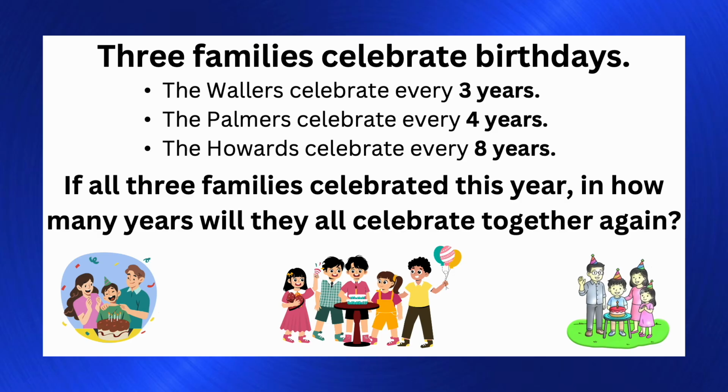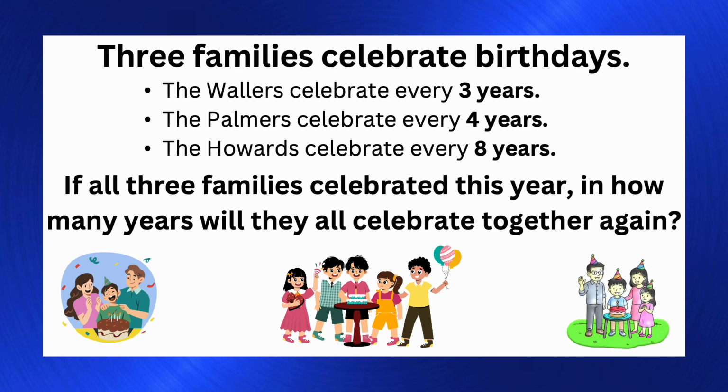Three families celebrate birthdays. The Wallers celebrate every 3 years. The Palmers celebrate every 4 years. The Howards celebrate every 8 years. If all three families celebrated this year, in how many years will they all celebrate together again?